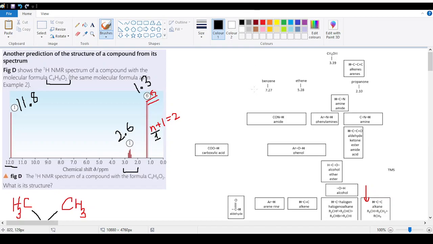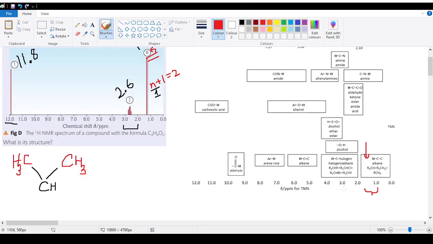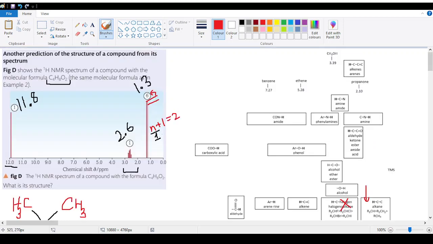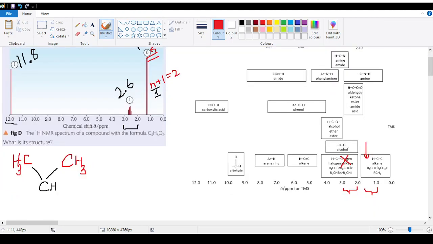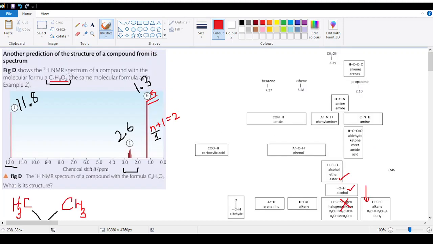And then we have 2.6. So 2.6 in that graph is like here, right? Yes. So let's ignore halogen because we know that there is no halogen in our compound. Could it be an alcohol, or could be an ester also, right? Could be alcohol or ester. Now, how many oxygens are there? Did they tell us how many oxygens in the molecular formula?